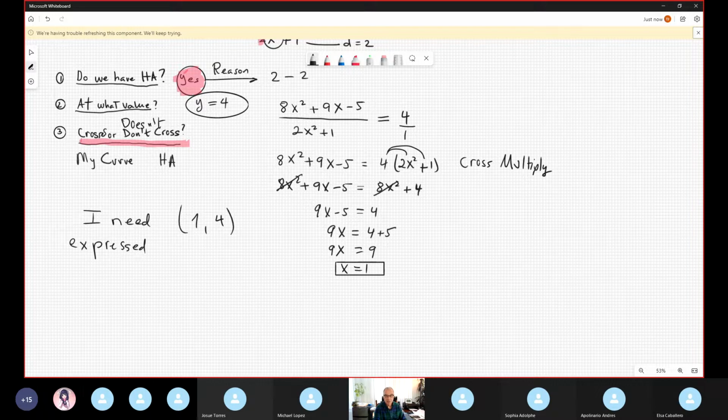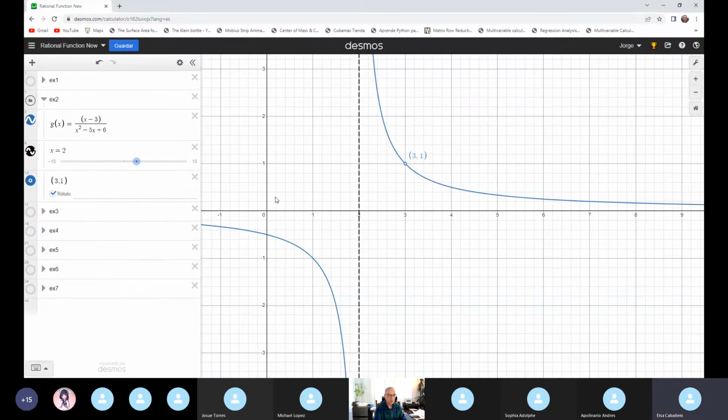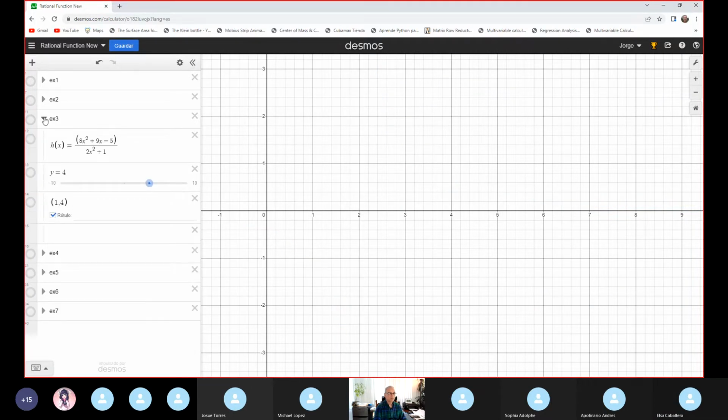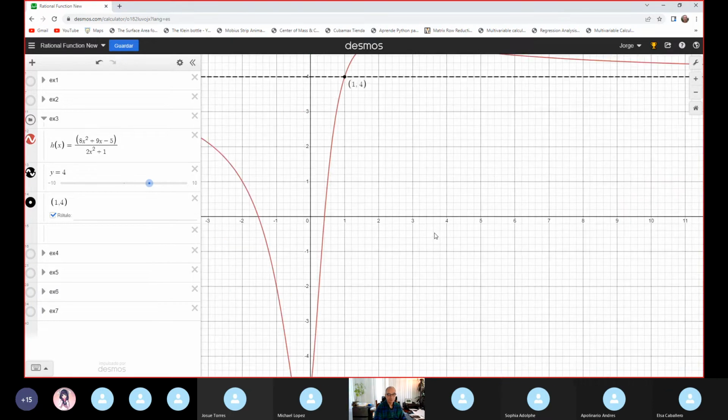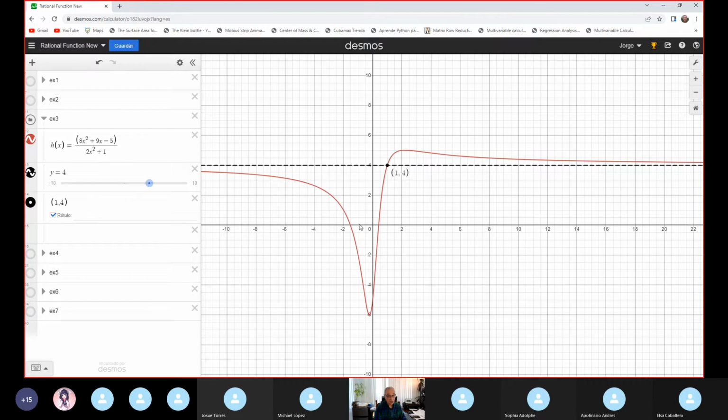Okay, Desmos now. Do you see that? Example, I don't know, 3. Look at that. This is the graph. And we determine, look at the important: we have a horizontal asymptote at 4.